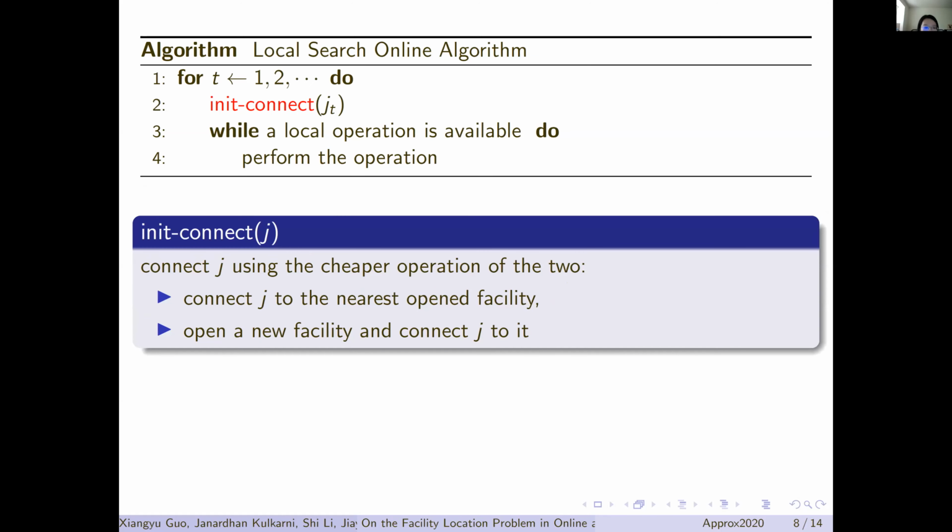The idea is quite natural. When a client comes, we first connect it to a facility. We may connect it to the nearest open facility or may open a new facility to connect it, depending on which one costs less. Then we do local search.